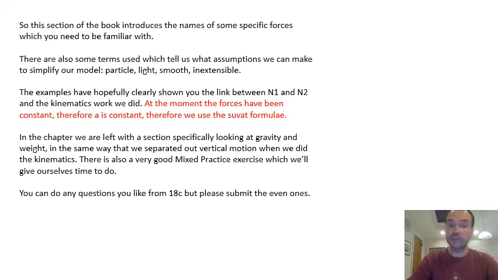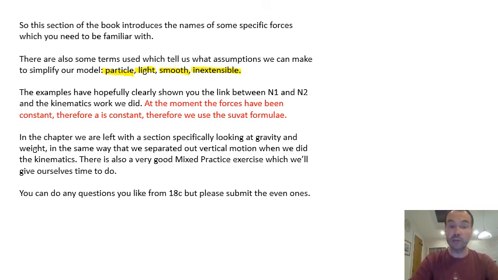There were also some important terms which they're going to use all the way through, which tell us how we can simplify our model. Something's a particle, it's no dimensions, we can ignore air resistance. The word particle implies no air resistance or drag. The word light, in reference to any part of the system, means you can ignore its mass. The word smooth means you can ignore the friction, the contact force. Inextensible means a string, rope, cable won't stretch, so both ends will move together if it's taut, T-A-U-T.